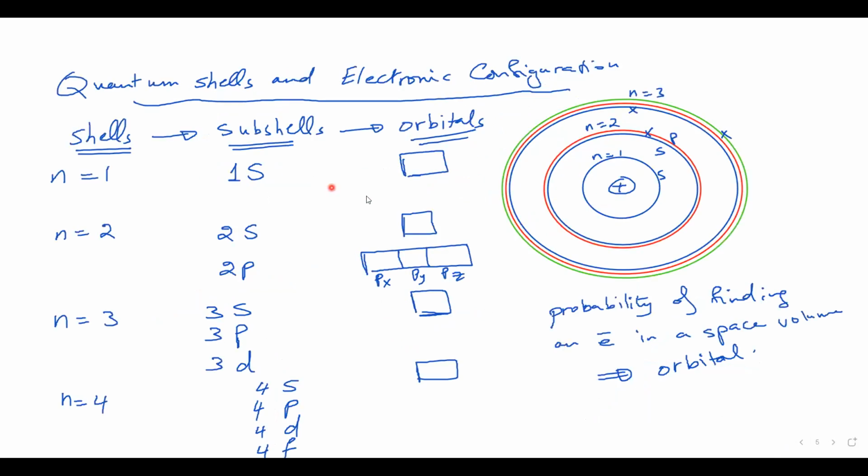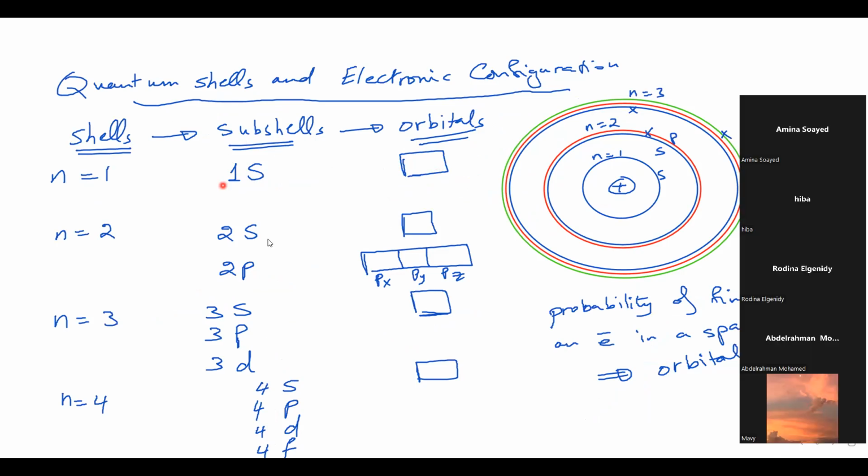So all you have to know here, if it's very complicated for you, is that shells are divided into subshells that we call S, P, D, and F. The S subshell is only one orbital. You will find that the P has 3 orbitals. We are going to call them Px, Py, and Pz.